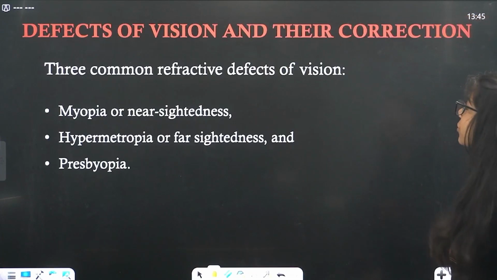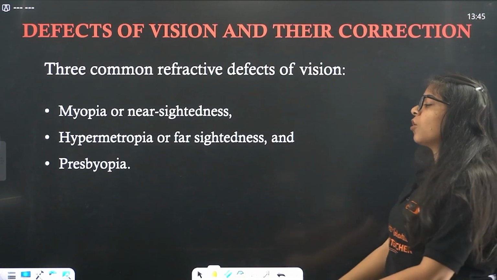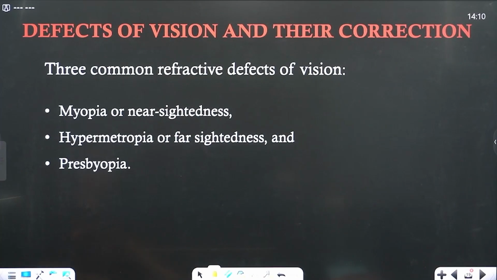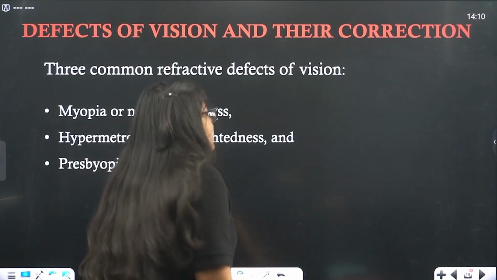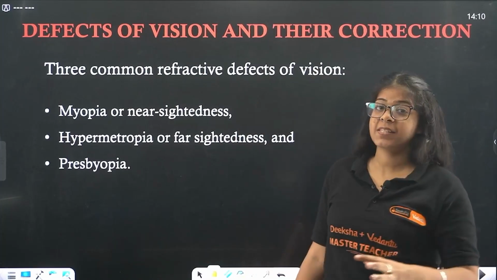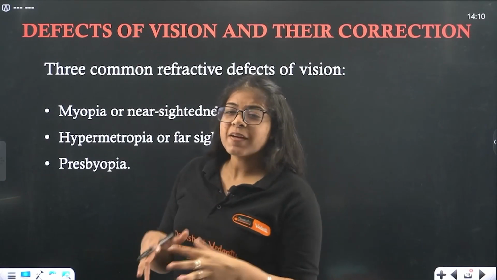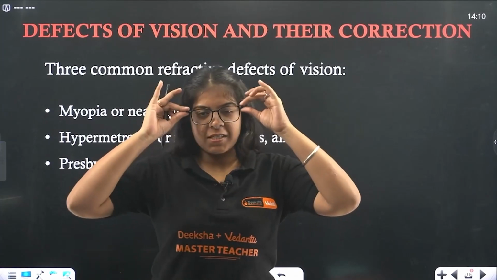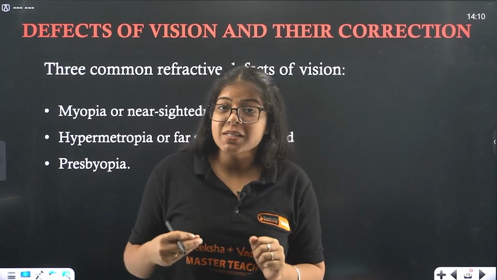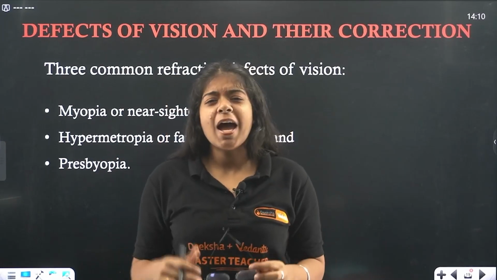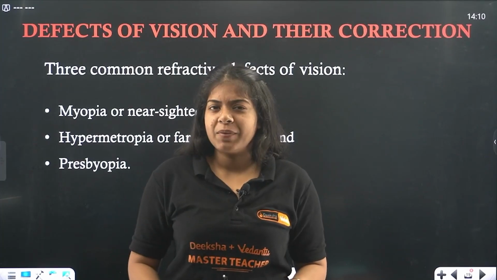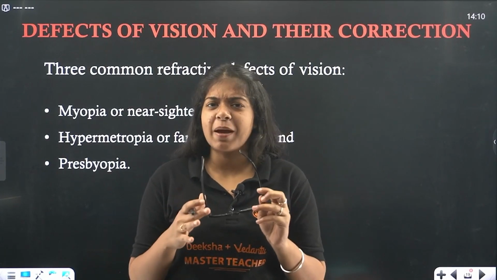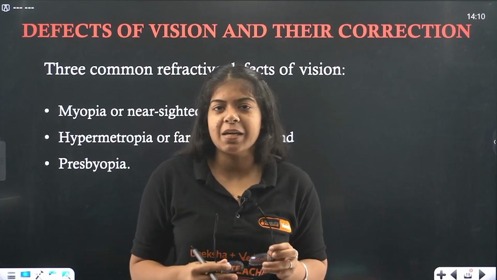Great. Next beta, we have defects of vision and their correction. Now this topic is a little science heavy, a little physics inclined. Defects of vision and their correction. That means I am wearing these specs. Why am I wearing these specs? Because if I don't wear them, I'm not able to see clearly. People are wearing all different kinds of specs, not the frame I mean, the lenses I mean.